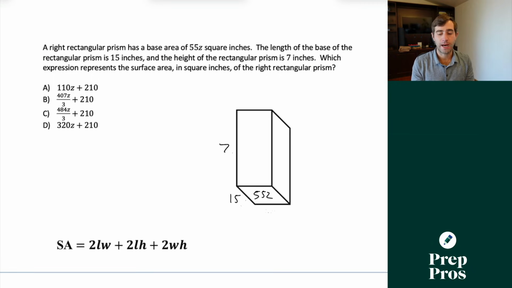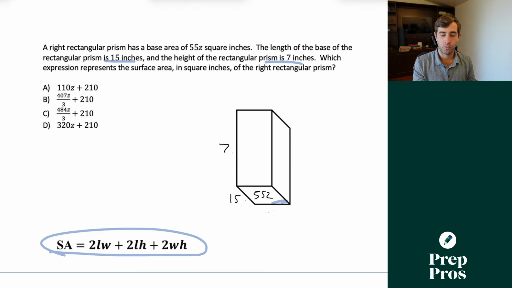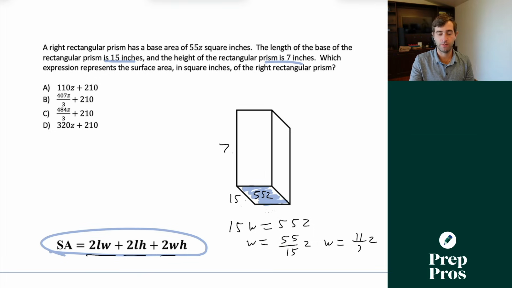Now, since we've drawn this out, what we can recognize is we know the length and we know the height. All we need to use our formula here is the width. To determine the width, we know that the base is equal to length times width. So we can solve for W by doing 15W is equal to 55z. Therefore W is equal to 55 over 15z, which we could simplify down to W is equal to 11 over 3z. Now we know all the pieces, we simply have to plug them into the surface area formula.